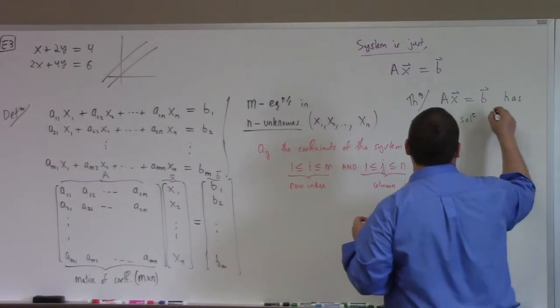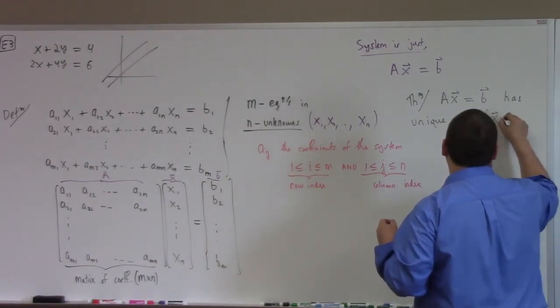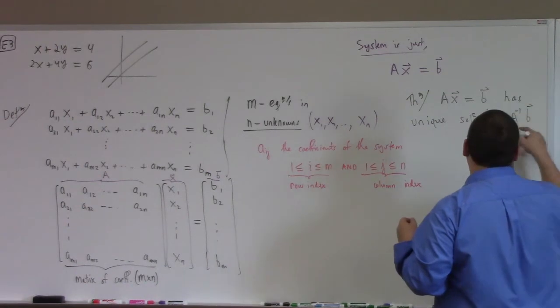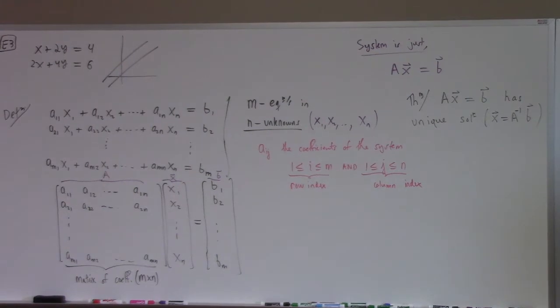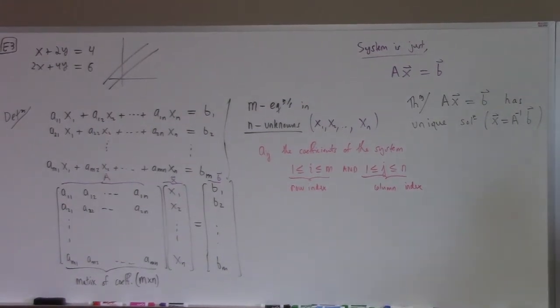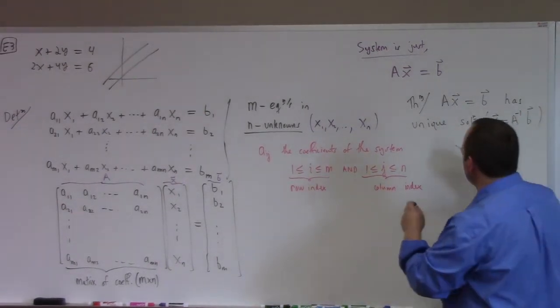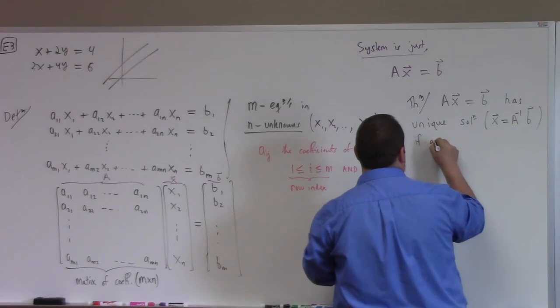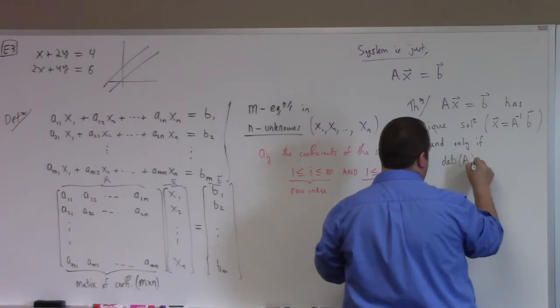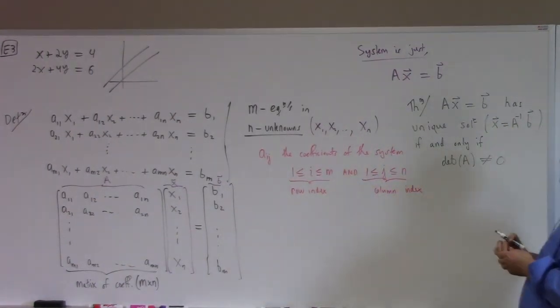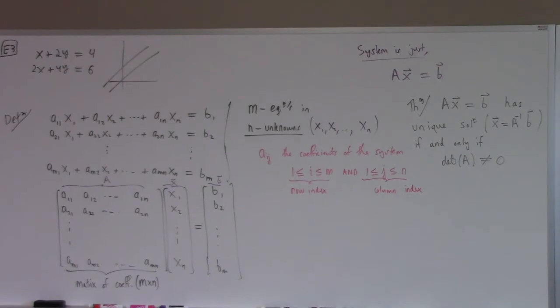And the unique solution is actually x equals A inverse times b, where this is not 1 over A. This is the inverse matrix, all right? I gave you a formula for calculating that in the 2 by 2 case. More generally, that's a problem you learn in linear algebra. I'm just saying there's something called the matrix inverse, and you can calculate it. Anyway, it has a unique solution if and only if the determinant of the matrix of coefficients is not equal to 0.